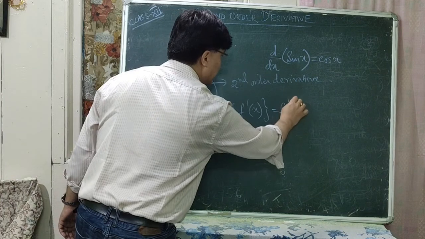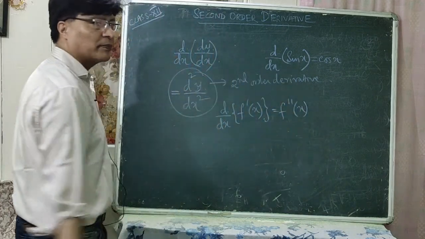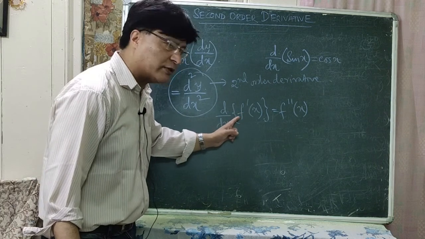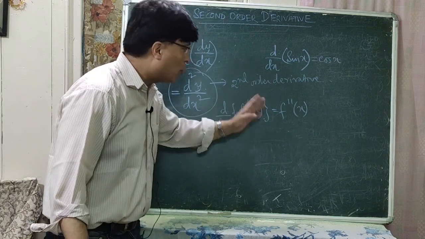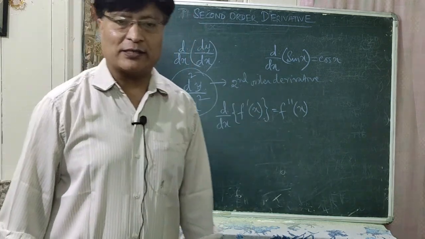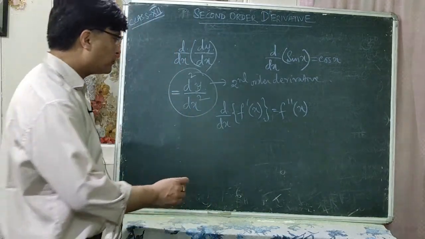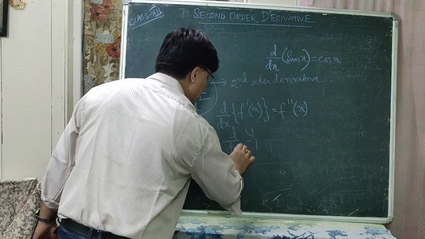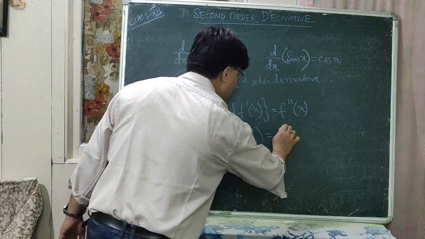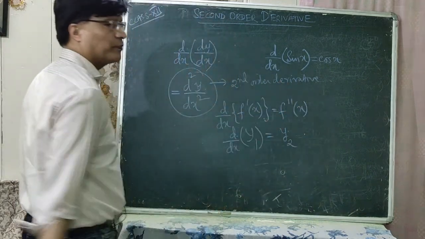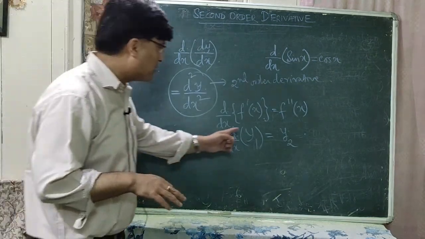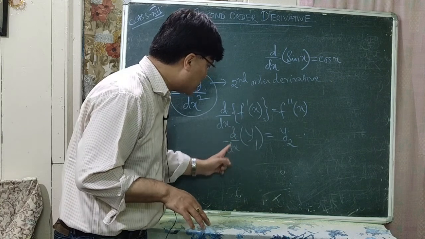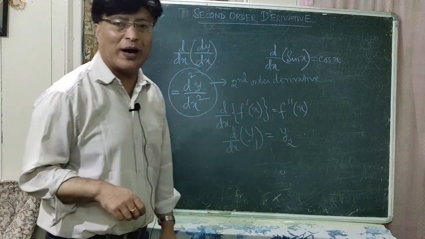will get f double dash of x. Add a double dash, since we are differentiating f dash of x once more with respect to x. What will you get? f double dash of x. Is that clear? And the differentiation of y1 is, dy by dx of y1 will be y2. If we differentiate y1 with respect to x, we write y2.